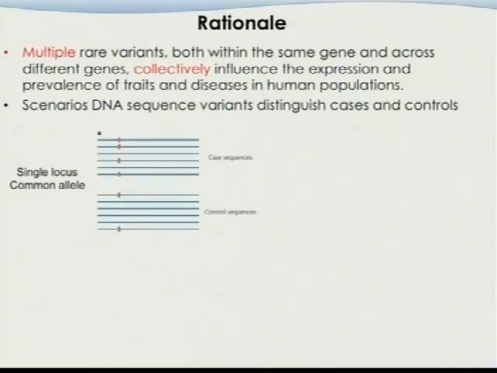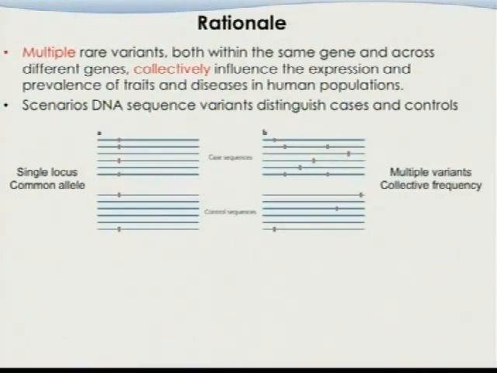There are many different scenarios in DNA sequencing variation that distinguish cases and controls. Controls are the general population. Cases are the group of people that are sick. For this scenario, I think this battery is dead. Okay. For this scenario, you can see this is a very simple single locus common allele scenario. This is the case and control, and there are more in the case and fewer in the control.